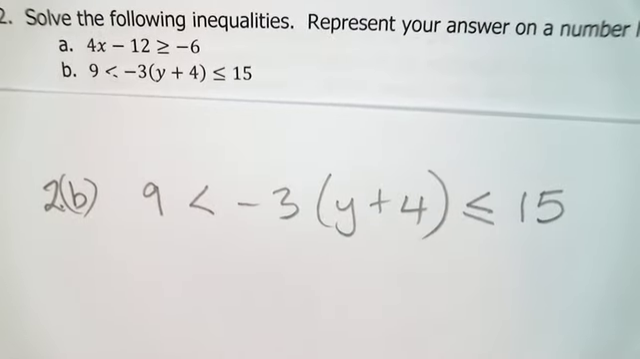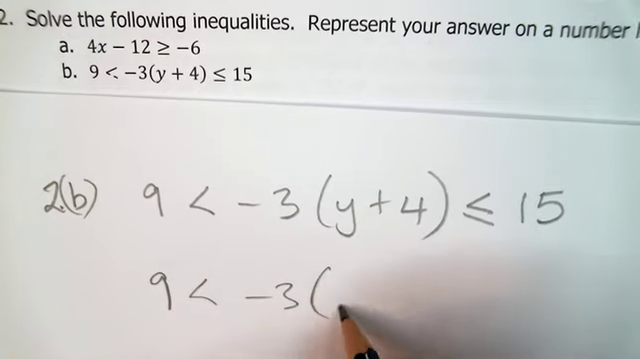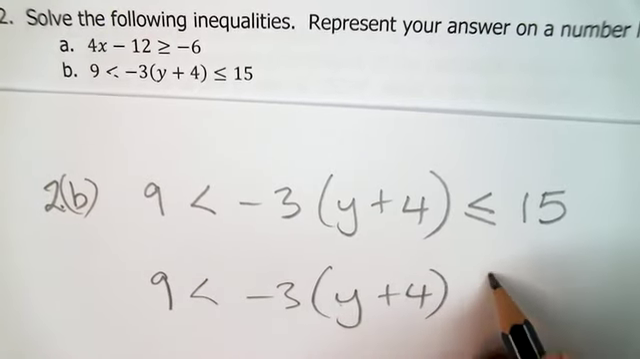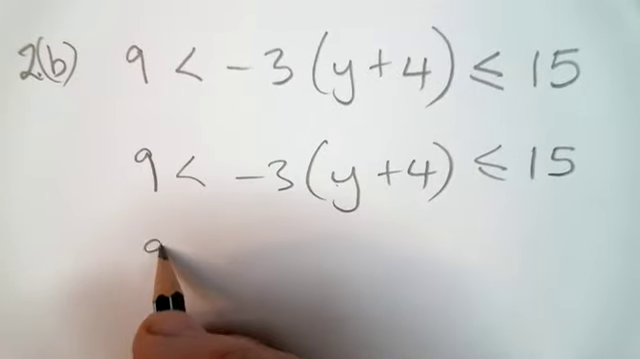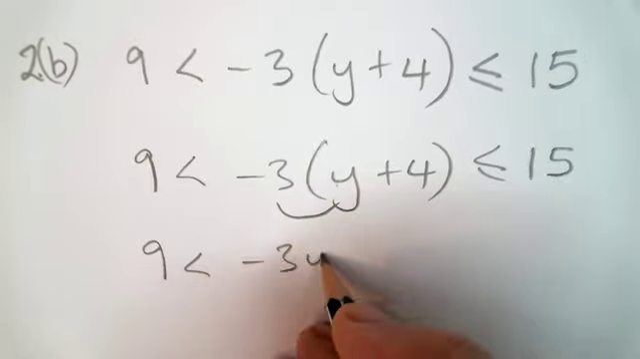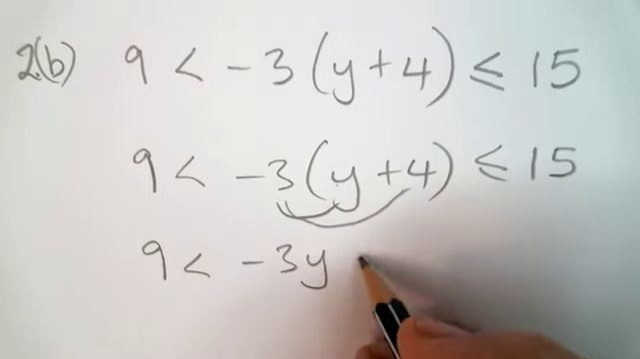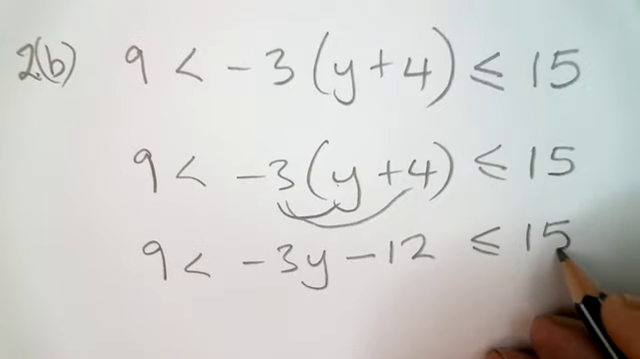So my first job, I'm just going to restate that, and then I'm going to expand those brackets. I'll do it step by step so it's pretty clear what I'm doing. So I'm going to end up with 9 is less than negative 3 times y, which is negative 3y, and negative 3 times 4 is going to be negative 12, less than or equal to 15.